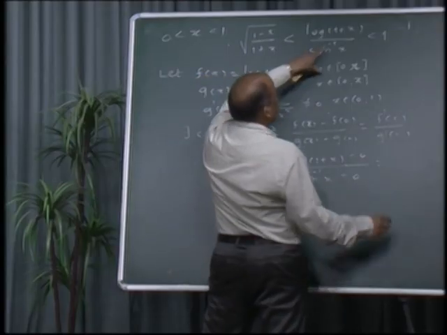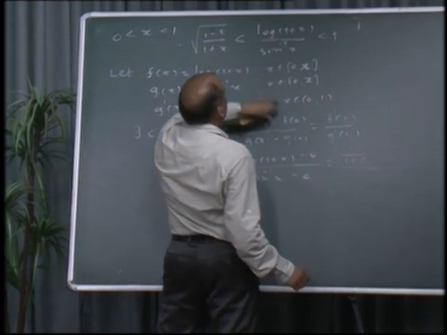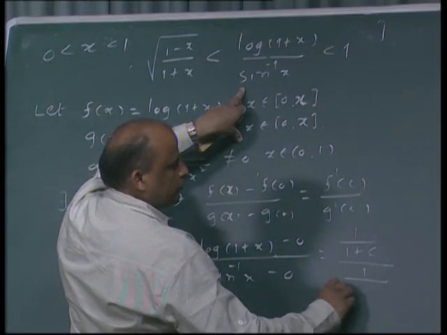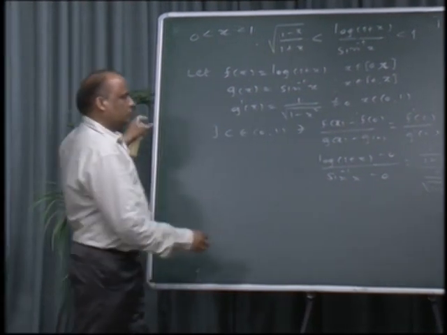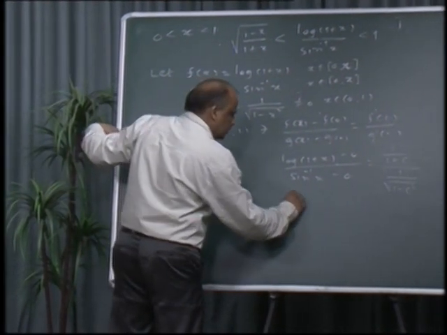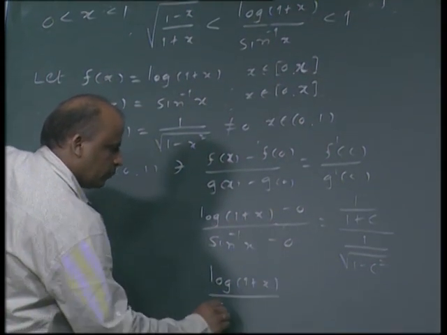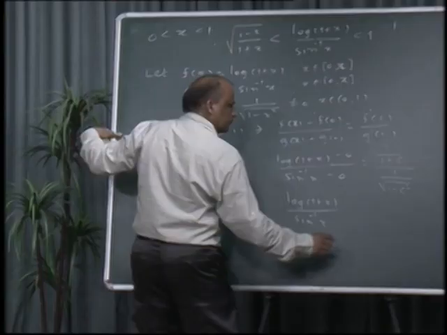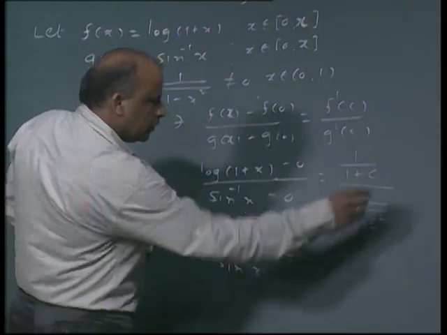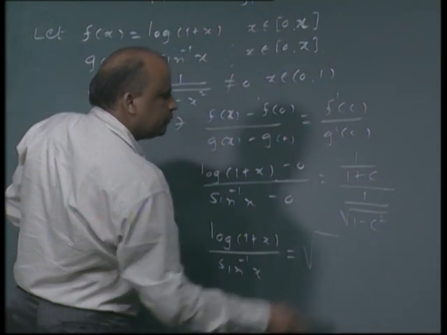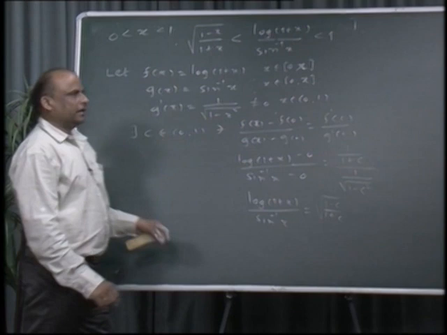f dash c is the derivative of log, that is 1 upon 1 plus c, and for g dash c it is 1 upon root of 1 minus c square. So what we find is that log(1 plus x) upon sin inverse x equals root of (1 minus c upon 1 plus c). On simplifying, we will get it.